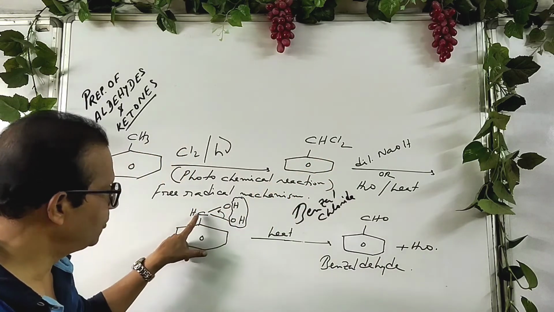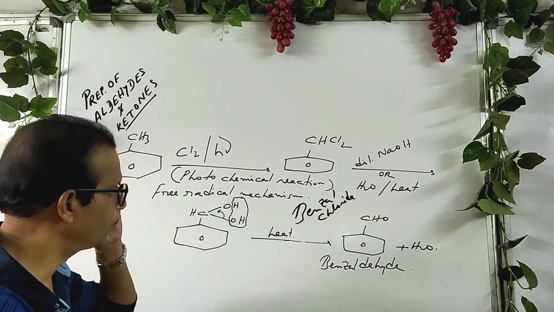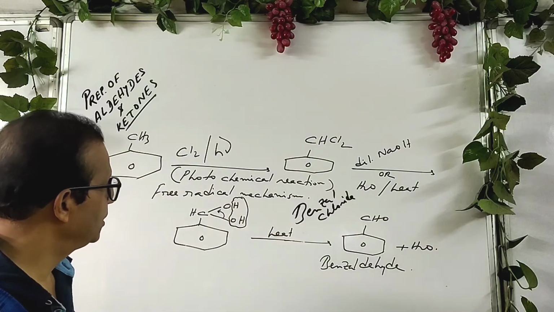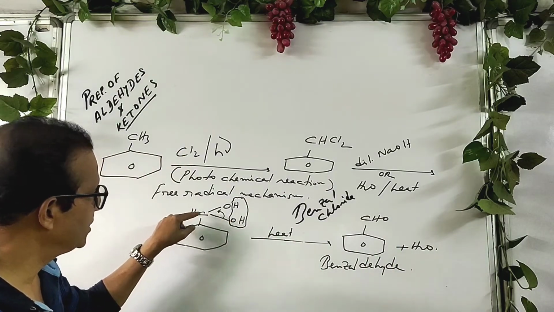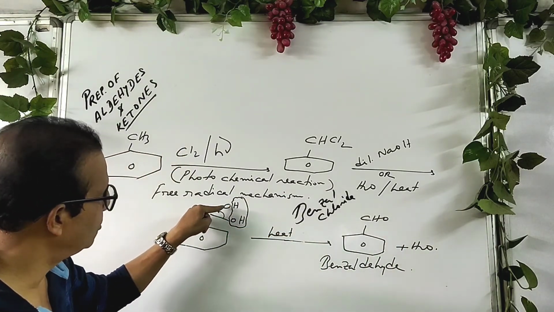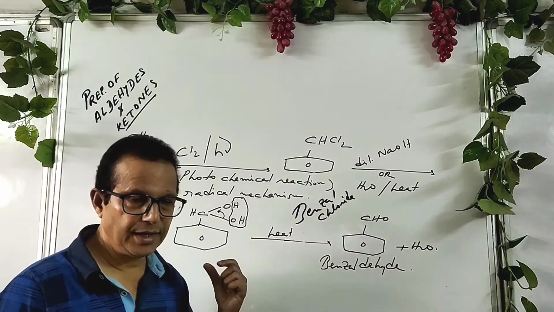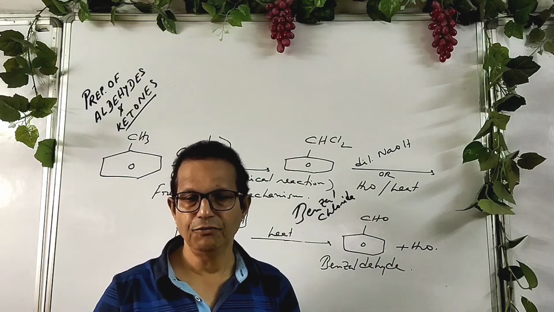Carbon possesses tetravalency 1, 2, 3, 4. When this compound is heated, one molecule of water is removed and you get benzaldehyde, CH, double bonded O. Listen, one technique is there for entrance. Okay, follow the technique.